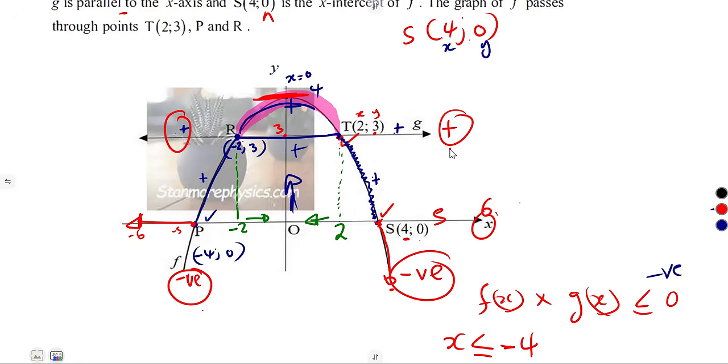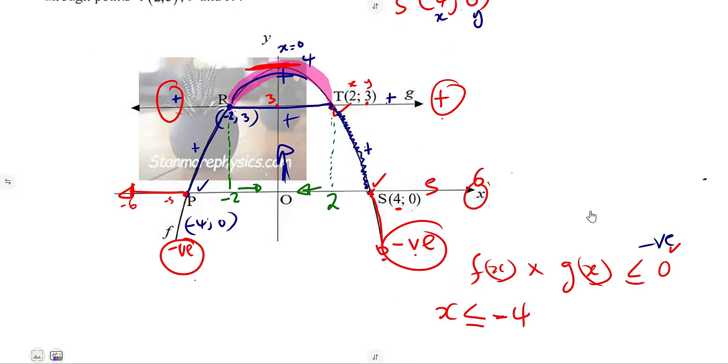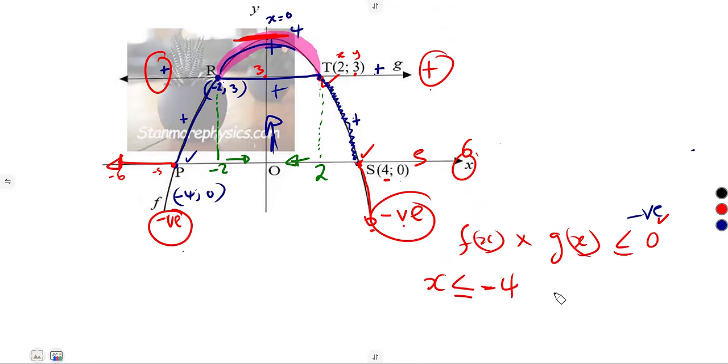But f of x is now negative. This is what we want. Positive times negative gives us what? A negative. So we can also include this one, our x from 4 going up, 4, 5, 6, and so on. X is greater than or equal to 4. For these values that we are talking about, the product of the two graphs is going to be what? A negative, or exactly equal to 0.